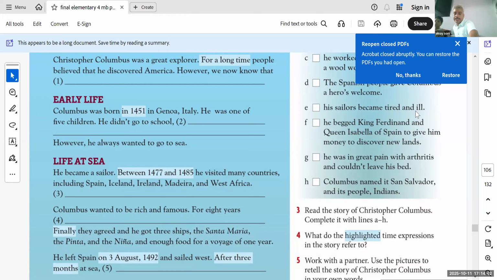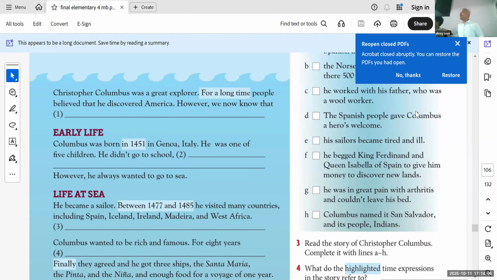Now, look at this text here. I will say the phrases and you guys will give me sentences. Close your books, everyone. For a long time. You had that phrase in the story? For a long time. What was the sentence? Do you remember?